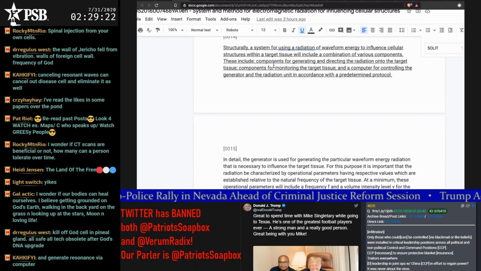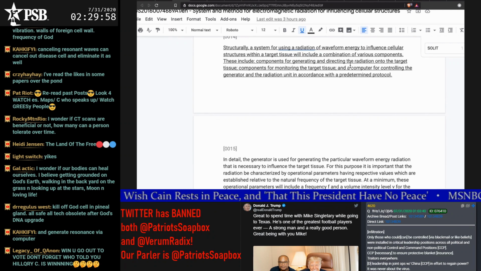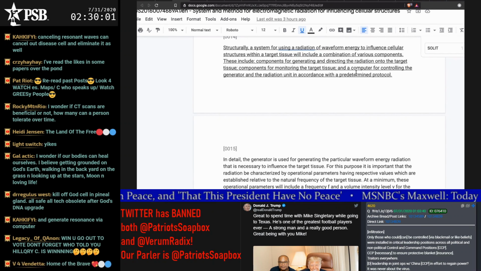It says here that a system for using radiation waveform energy to influence cell structures needs components for generating and directing radiation to the target tissue. Well, we looked at beamforming the other day. We're going to look at beamforming again as time goes on. We looked at 3D beamforming. And as time goes on, we're going to look at how beams are steered around and directed. We're going to look at how beams overlap and create unique interference waveform patterns. So directing radiation can be done now with modern communication systems.